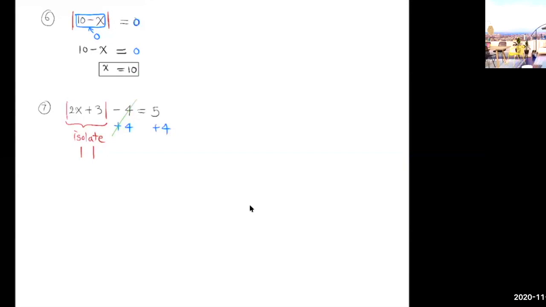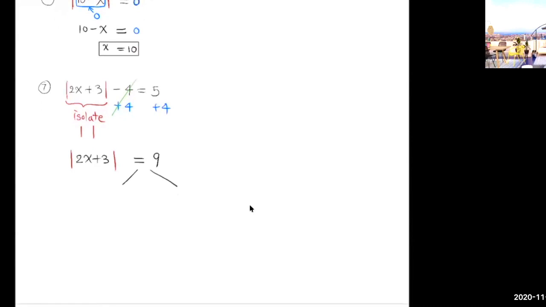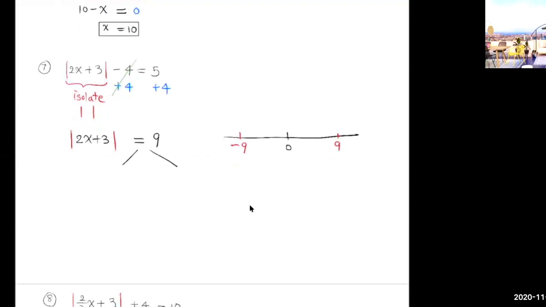When we do that, this absolute value is isolated: the absolute value of 2x plus 3 is equal to, what's on the other side? 9. It's equal to 9, a positive number. So you can remove the absolute value and break it into two separate equations. Think about the number 9. Here is 0. 9 and -9 both have an absolute value equal to 9, right?